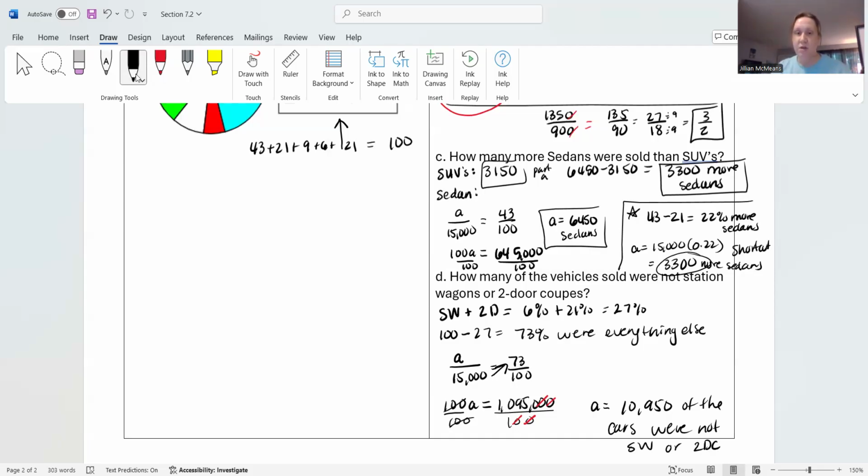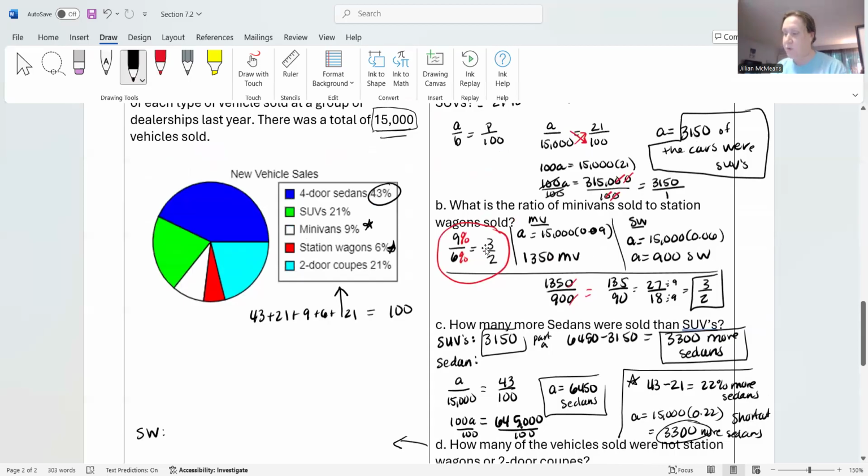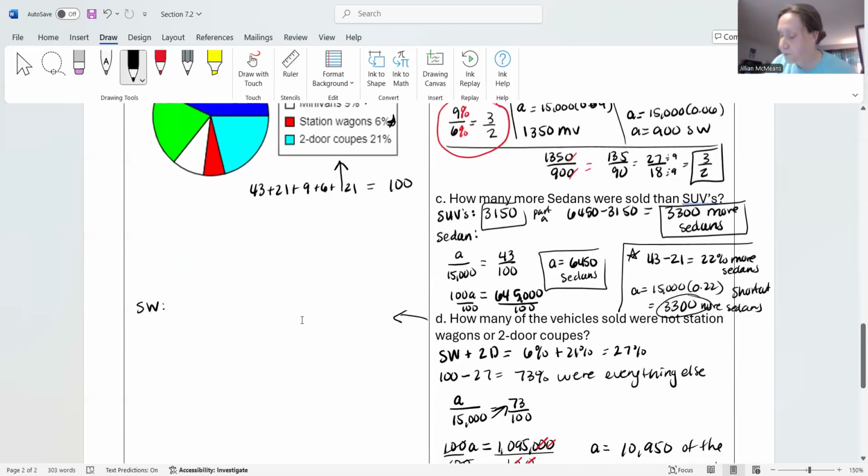Okay, so we did the shortcut method here. If you didn't want to do the shortcut method, you would figure out how many station wagons we sold. We would figure out how many two-door coupes we sold. We would add that up and then we would subtract that from 15,000. So if you want to see the long version of this one, you would say, okay, station wagons. Have we figured out how many station wagons were sold yet? I think we did it in part B. Yeah, so from part B, we know that we had 900 station wagons.